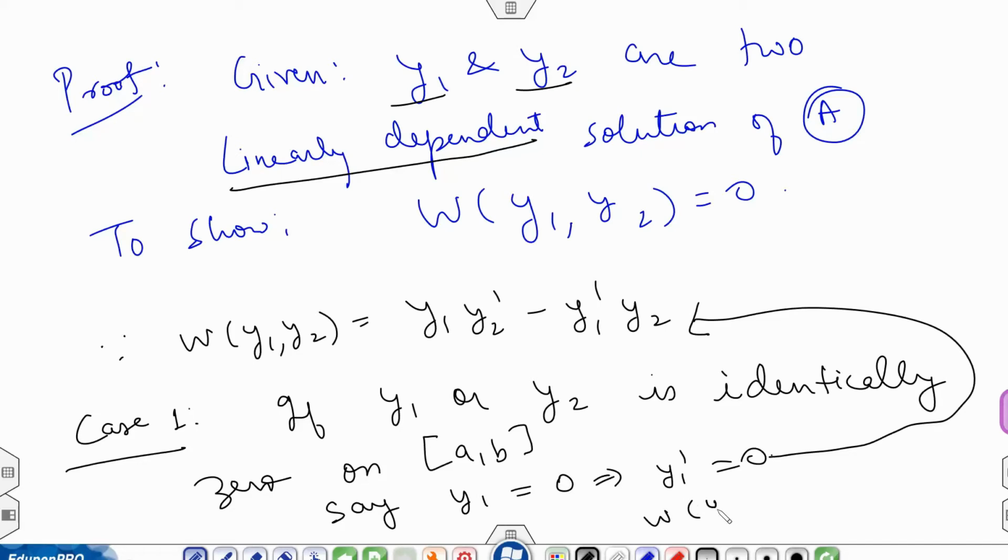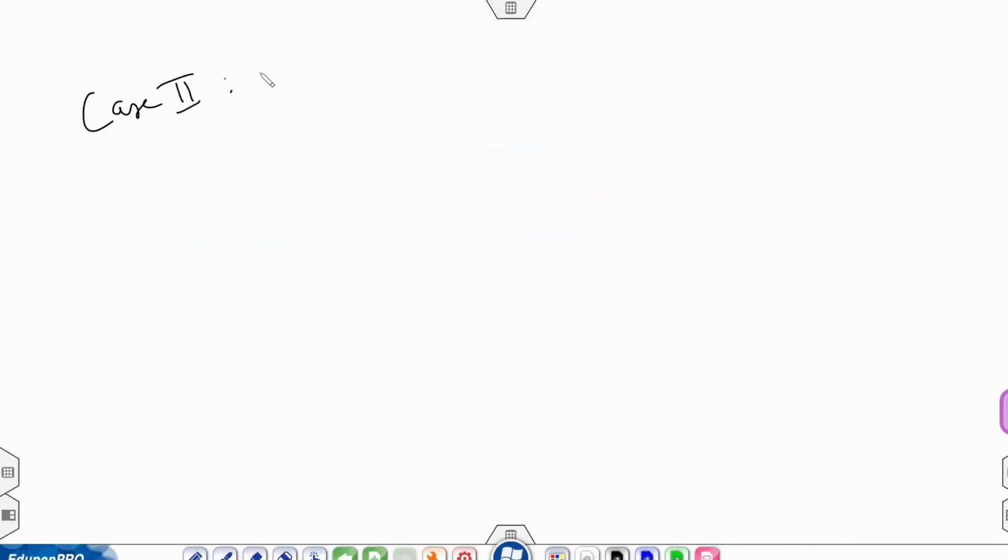So you can see that this implies the Wronskian of y1 and y2 is equal to 0 for every x belonging to [a, b]. Similarly, if my y2 is 0, the same thing will happen: the Wronskian will go to 0. And you know that if any of the functions is 0, they are linearly dependent with any other function. So now what is case 2, when both are non-zero?